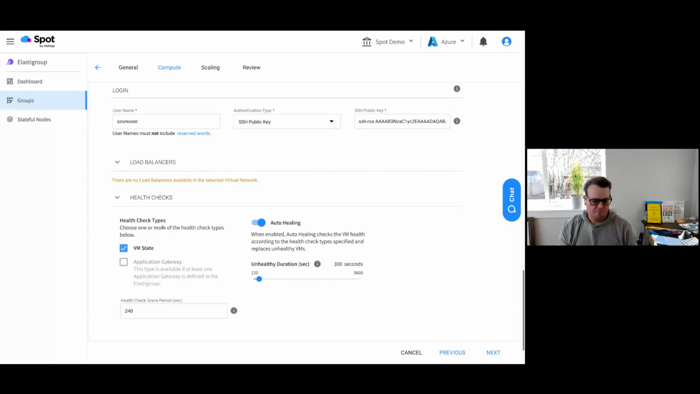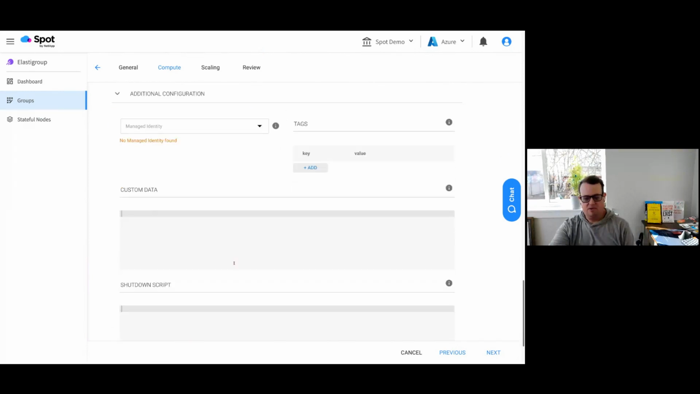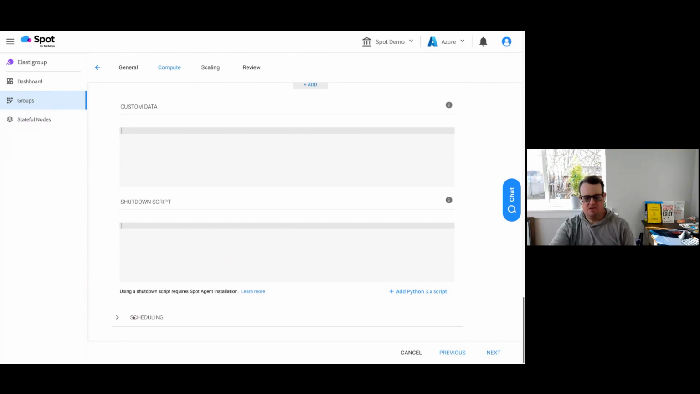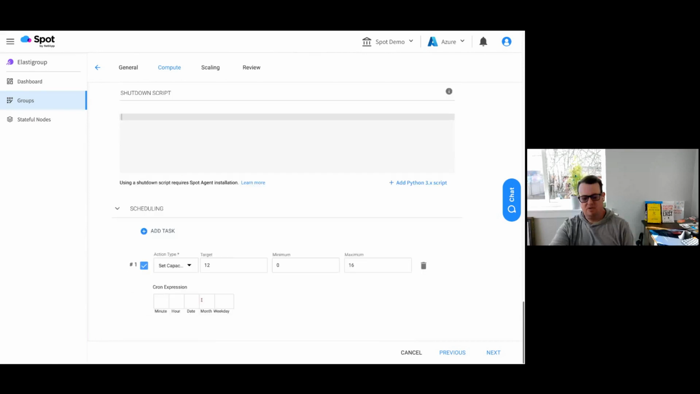Health check types, that's pretty standard. And auto healing. If we can figure out if a VM's going under, we're able to start fixing it proactively. And then our additional configuration allows you to put in shutdown scripts, custom data, and then schedule your environment, which allows you to effectively scale down to zero. The scale down to zero is important because we are the only scaler that can do a scale down to zero while giving you the time to boot back up. And we can set a cron job that allows you to do that.